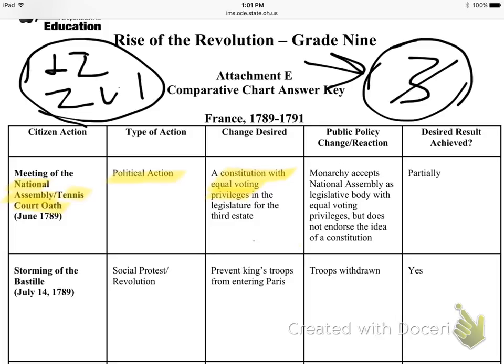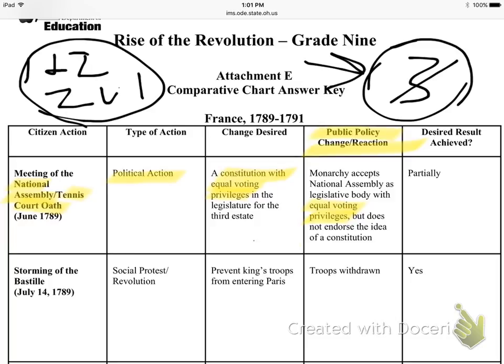So what happened? And in this box is always the public policy change or reaction. What happened is the monarch accepted the National Assembly as the legislative body with equal voting privileges. So they got what they want, kind of, but he does not endorse the idea of a constitution. A constitution is just a set of rules and laws by which your government runs, okay? So they said, okay, fine, you can have this National Assembly, but the king still has all the powers. You guys just sort of suggest things, although nothing is final through what you say.